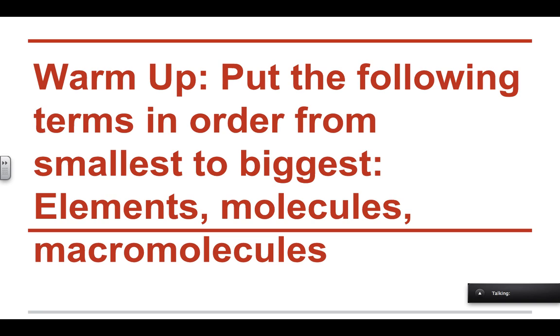All right, so hopefully you have paused and thought about this. Elements are the smallest. Those would be things you find on the periodic table. Then come molecules, which are made up of elements, like water would be an example of a molecule. And then we have macromolecules. Macro literally means big, right? So these are big molecules, made up of more than two elements in this case.